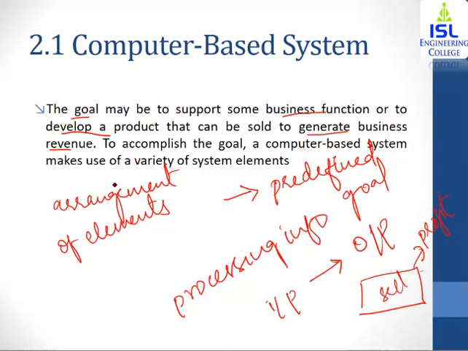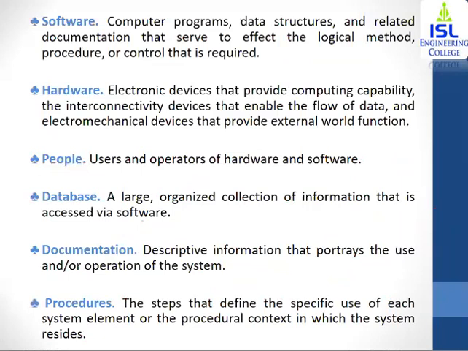The computer-based system makes use of a variety of system elements. It is going to make use of different elements within the computer-based system. Now coming on to the different components, the computer-based system has 6 different components. The first one is software. Now we very well know what a software is. A software is a computer program, or you can say a set of instructions.